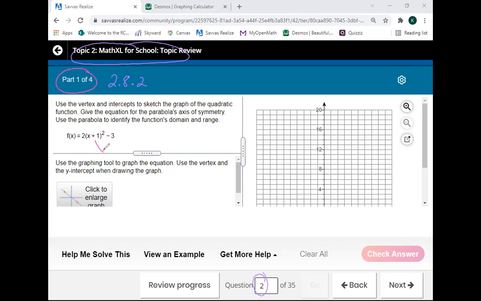So this is going to be 1 left, 3 down. That's my vertex then. My vertex will be at 1 left, 3 down, but a stretch factor of 2. So it's still opening up because it's positive. All right. And I think we're supposed to just put this on the graph to start with.